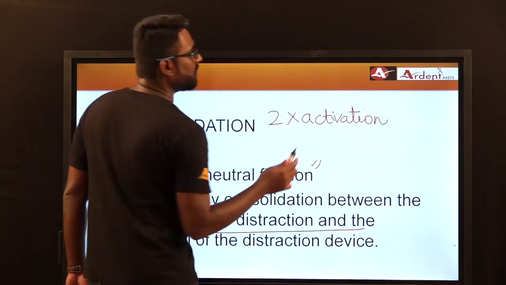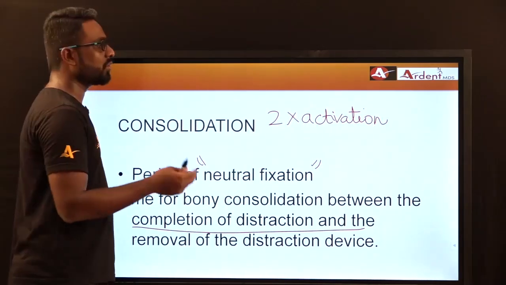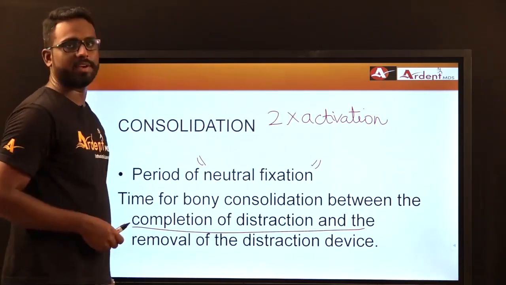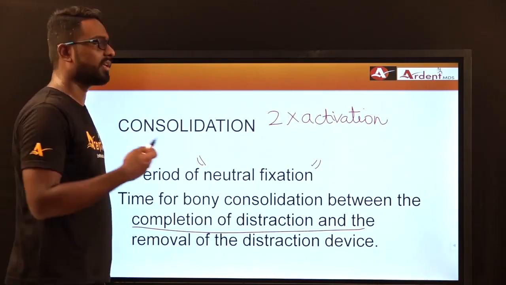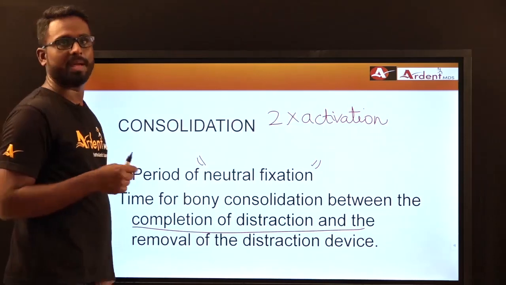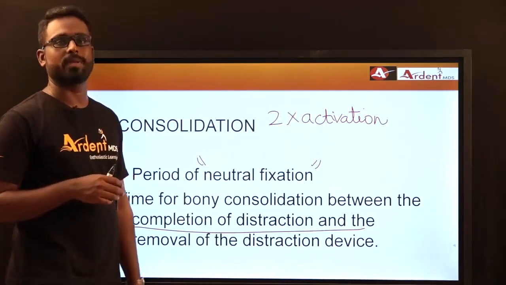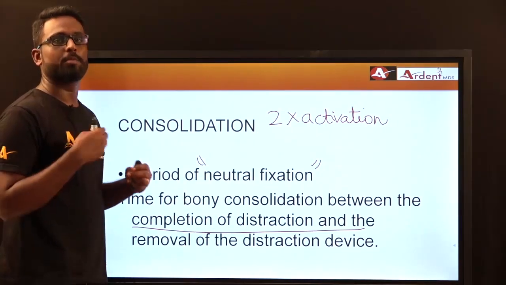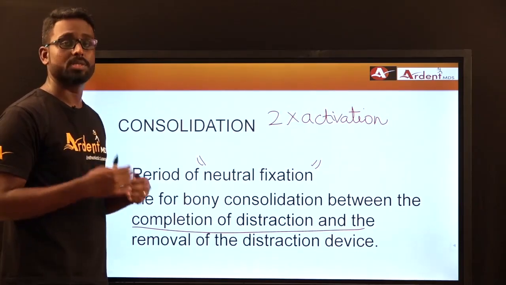What is the activation period? It is when we start turning the device or using the device. Suppose we use the device and keep on distracting to the desired amount for around 1 month, we keep activating. Then we have to wait for 2 months for consolidation. That is, the bone becomes consolidated, the bridge becomes consolidated.